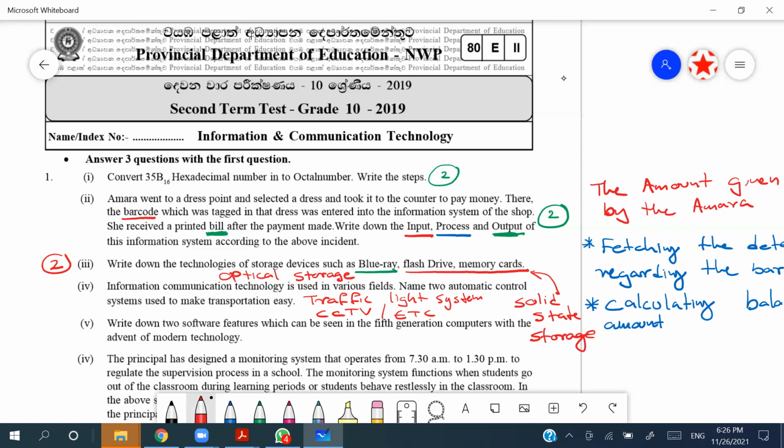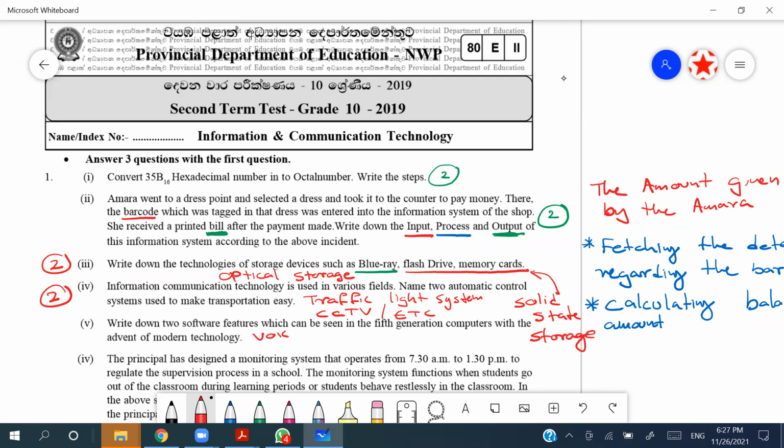Right, so those can be taken as the answer. Any 2 of these is going to give you 2 marks again. And the fifth part says, write down 2 software features which can be seen in the 5th generation computers with the advent of modern technology. So what are the features?